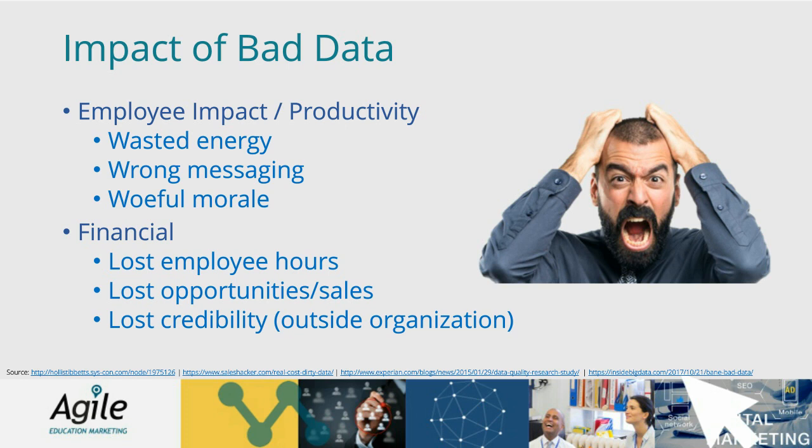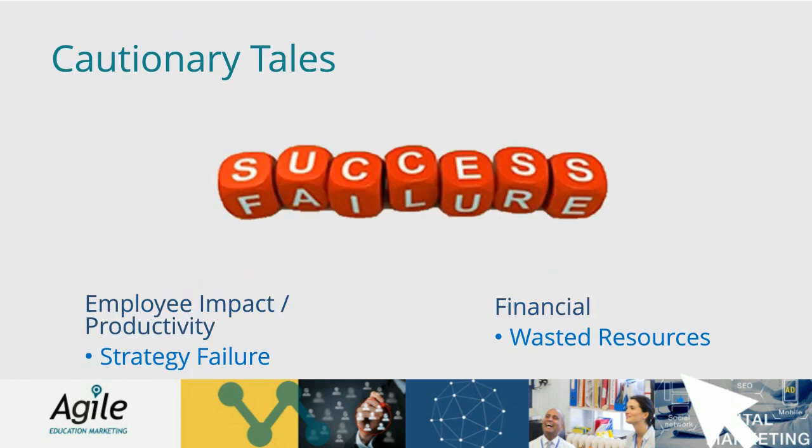So what we're going to do now is look into cases where we've had clients deal with data, or not updating data, to give a personal side to these two ways to look at bad data effects. We're going to look at the employee level, how a strategy failure really hurt them, and then we're going to look at the financial level where they had some wasted resources.